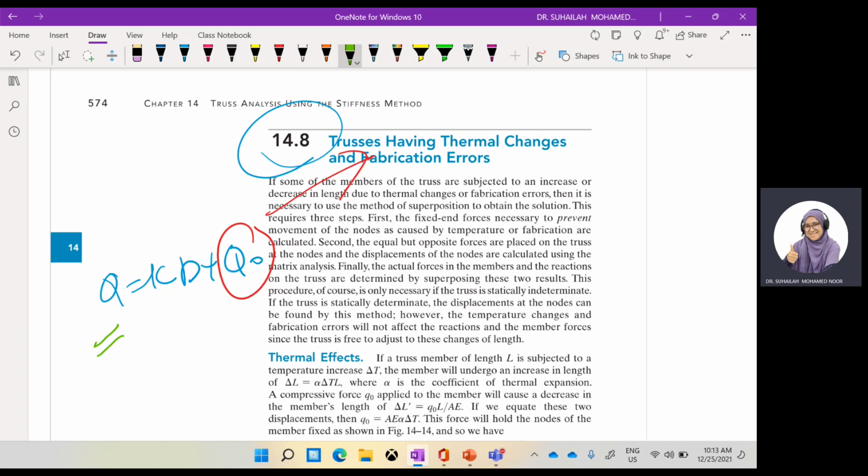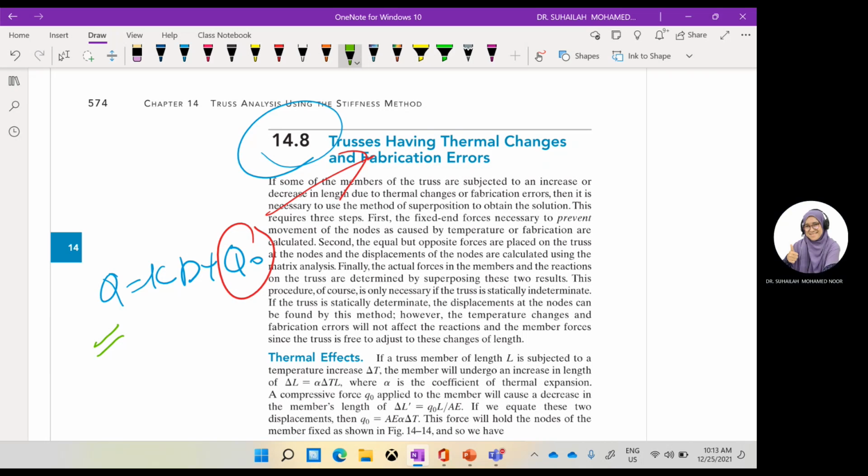Whenever a member or element is loaded, for example if we have UDL along the member in a beam, it is Q naught, not Q. Whenever the member is loaded by a point load at the center or anywhere on the member, it is Q naught, equivalent nodal force. Because a member cannot carry load, we have to distribute it to the nodes, so we call it equivalent nodal forces.